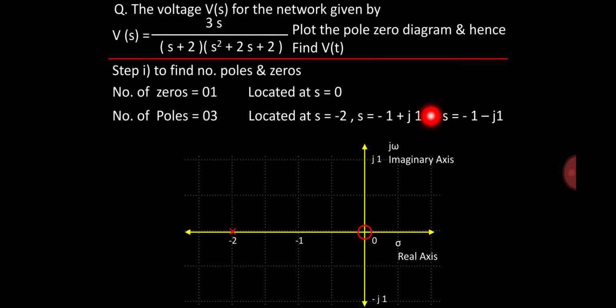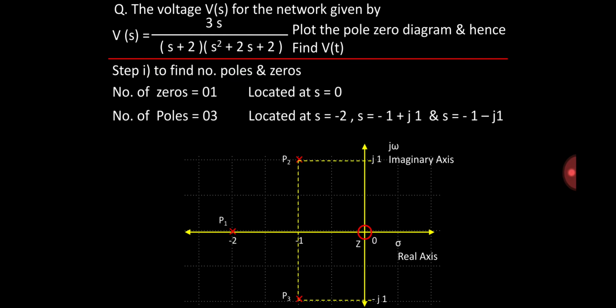Then the next two poles are complex poles, -1 + j1 and -1 - j1. The next pole is -1 + j1, its position is here, and the next is -1 - j1. So we have plotted all the 3 poles and the zero. Just name them: this is pole number 1, p1, this is p2, and this is our complex conjugate pole, p3, and only one zero is available, that's why we name it just z.